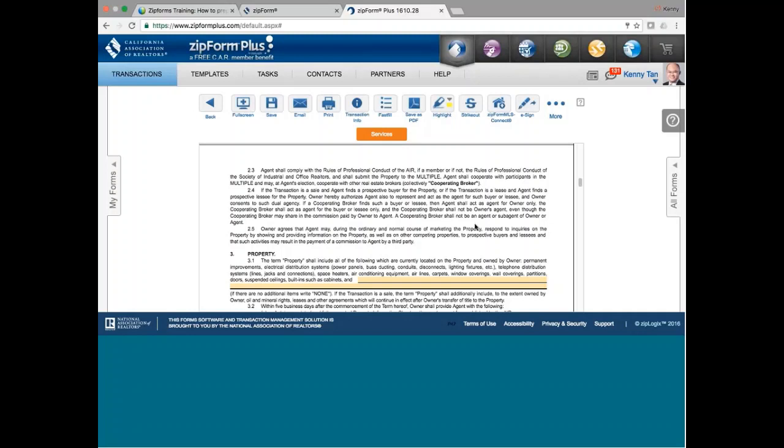So that's why I like the AIR form a lot better, but they don't have this feature on the CAR form. For residential, actually you can modify the residential listing agreement to have this feature. You just need to add an addendum to it. You can actually modify the CAR form to make it look like the AIR form to give you that extra protection.